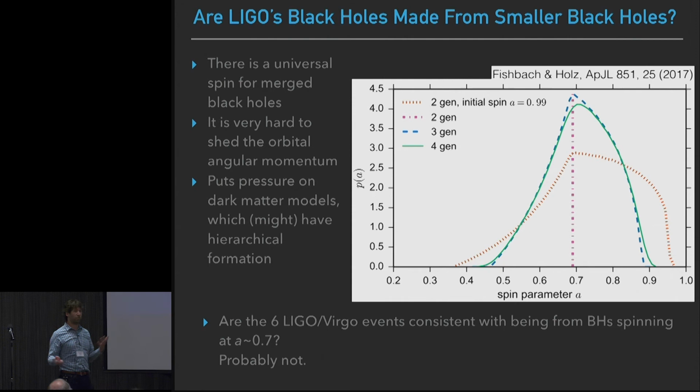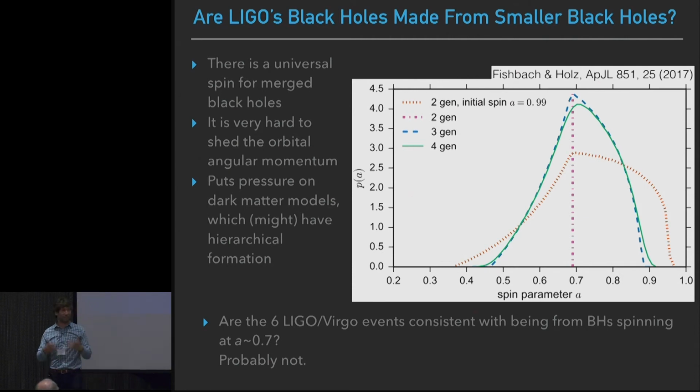And if you have a random assortment, it really is quite close. And these are the sorts of distributions you get. There's like this universal distribution of spins you get from random mergers. And so then you can ask, are the black holes that we're seeing, the component black holes, consistent with being drawn from this sort of distribution? Because if they're made out of smaller black holes, they need to have spins about 0.7. And it turns out, there's some evidence.